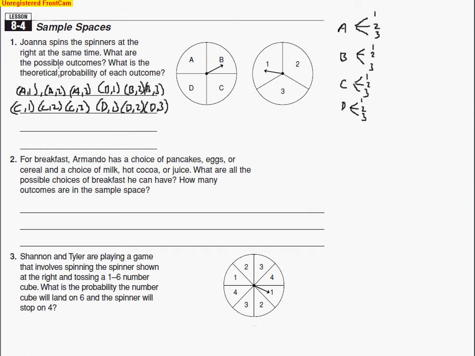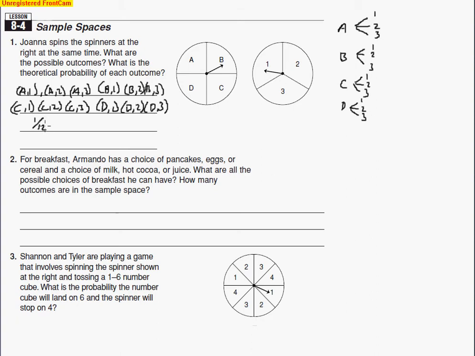And now they ask us, what is the theoretical probability of each outcome? Well, each outcome is unique. There's no outcome that is the same. See, if I spin a 1, I either spin a 1 with an A, a B, a C, or a D. Same thing with the 2, either an A, B, C, or D. Same thing with the 3. So each outcome is unique. So the probability of any of them is going to be 1 out of the total number. Well, how many are there? There's 1, 2, 3, 4, 5, 6, 7, 8, 9, 10, 11, 12.